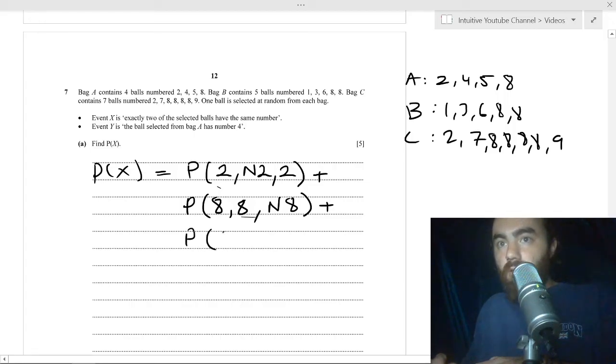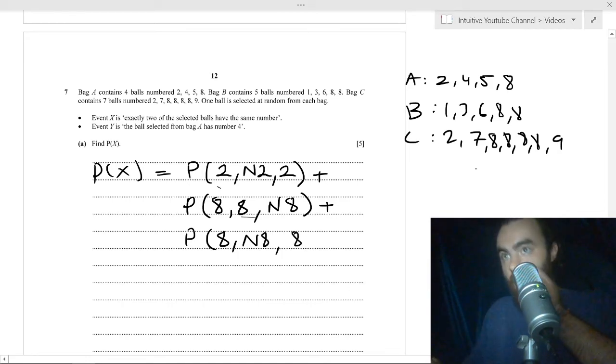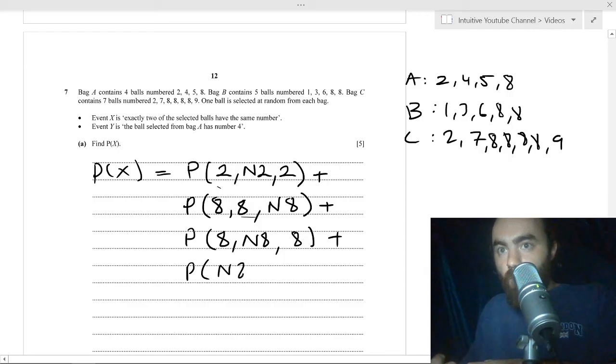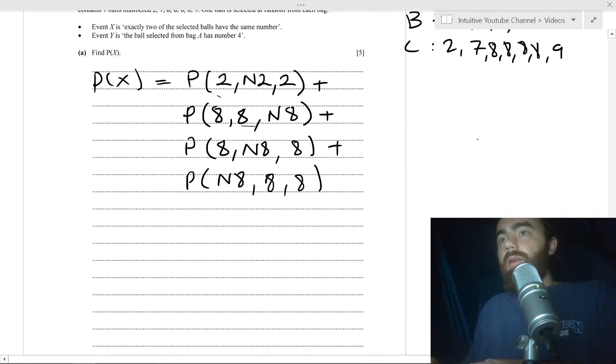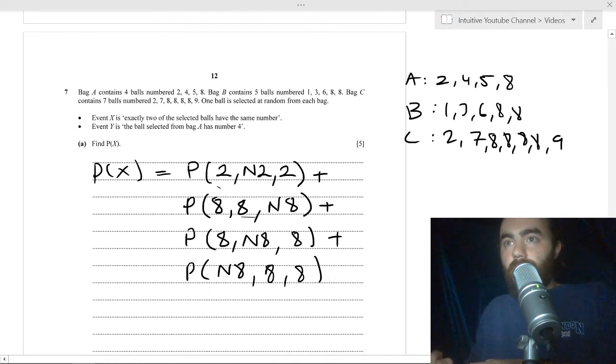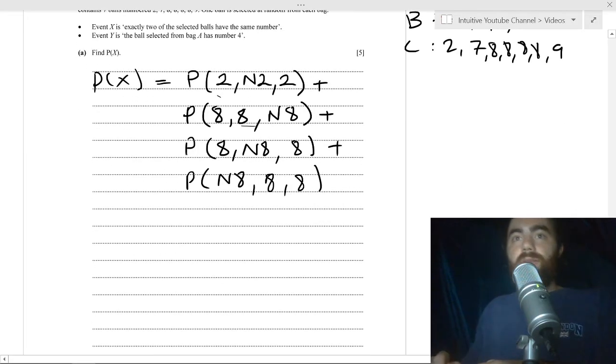Plus the probability you could pick an 8 from bag A, then not an 8 from bag B, and then an 8 from bag C. And then finally you could also do no 8 from bag A, an 8 from bag B, and an 8 from bag C as well. So those are the only possible ways in which you can get exactly 2 of the balls to have the same number. So all we have to do now is calculate these individually and sum them up.